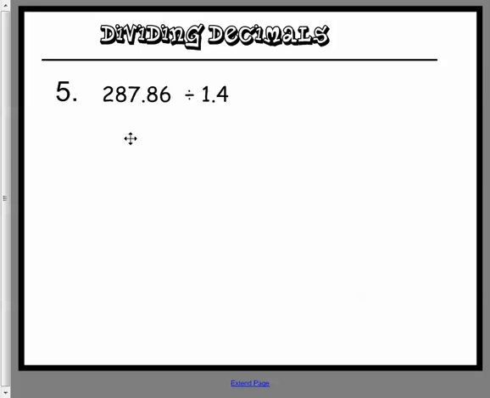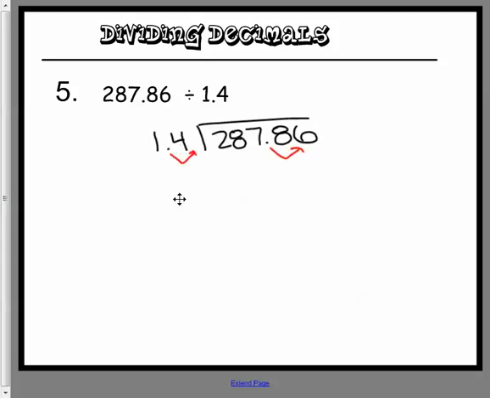Last one. Go ahead and try it. I'll be back in just a second to show you what I did. Okay, your first step was to rewrite the problem. Your second step is to move the decimal point. Moves over 1 for each of these, so 14 and 2,878 and 6/10 is my new way of doing this.